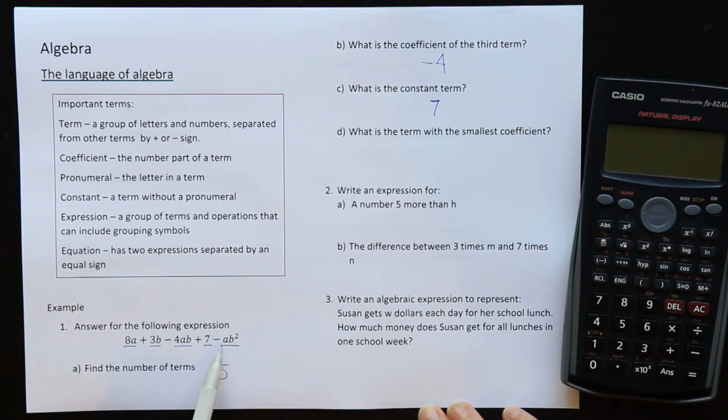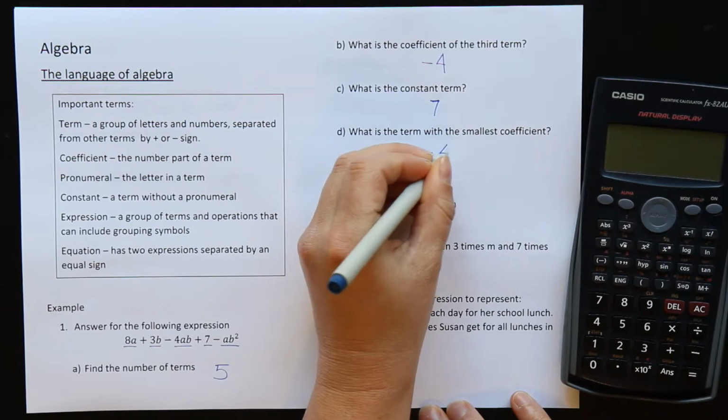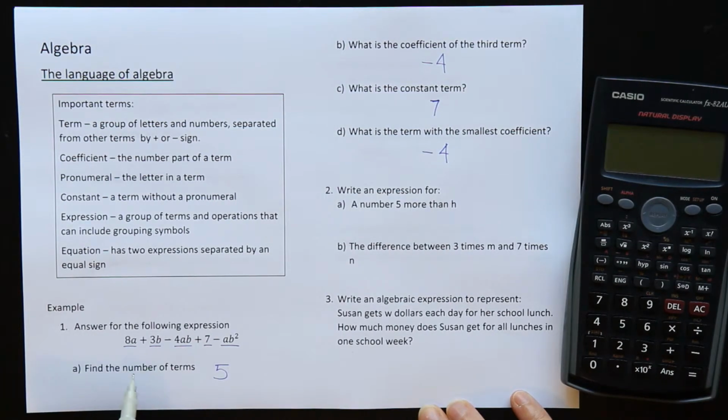But that's actually not true. Maybe you thought the 3 is the smallest. But negative 4 is actually smaller than all of those numbers. So be careful when you're looking for smallest coefficients, because negative numbers are always going to be smaller than all of your positive ones. And the more negative it is, obviously the smaller it is. So negative 4 is the smallest coefficient.